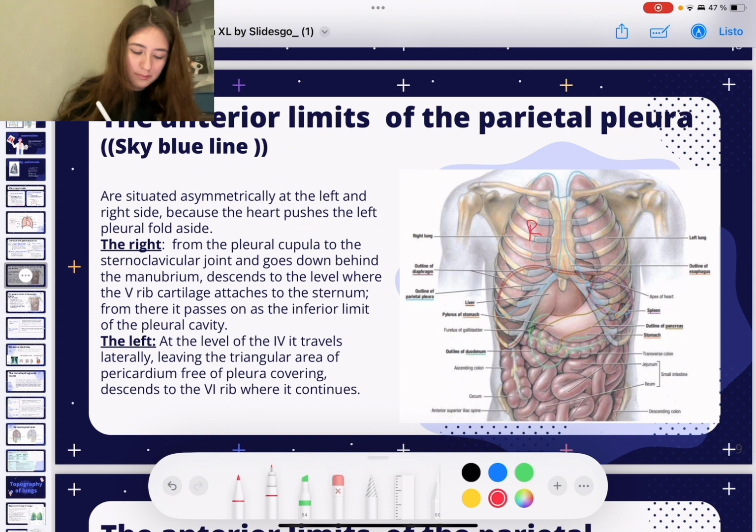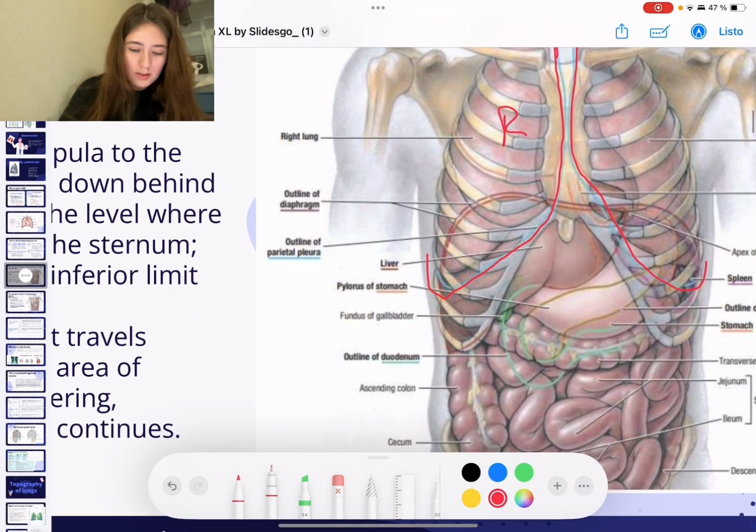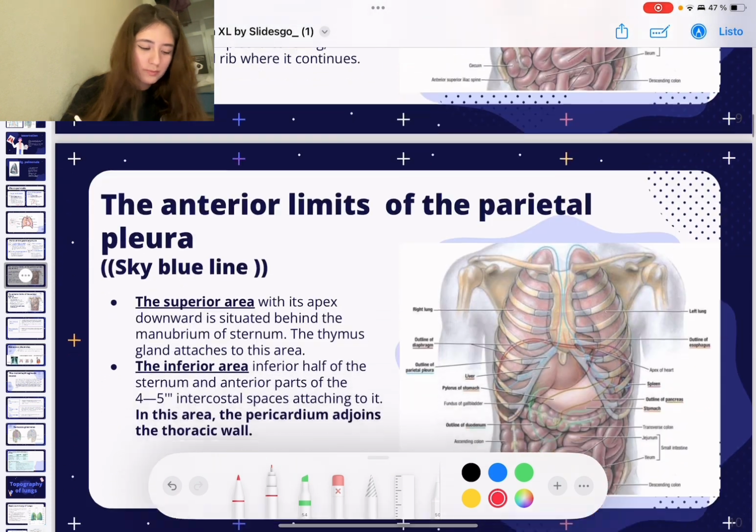As we see in here, it goes from the apex through the manubrium, sternum, and then it goes laterally and ends in here. And on the right, it goes from the apex, from the manubrium, from the sternum, from the cartilages, and then goes straight to the recessus diaphragmaticus in here.